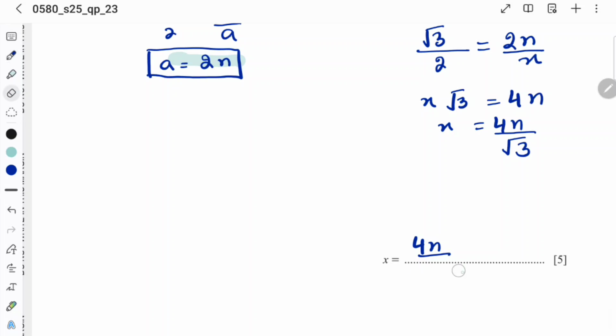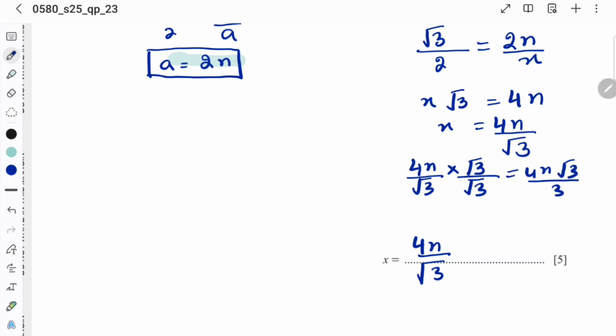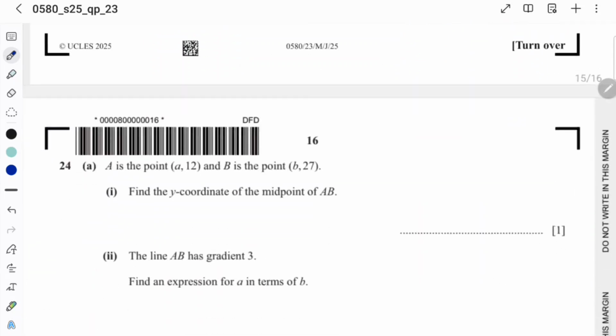If you want to rationalize the denominator, then 4n upon square root 3 becomes 4n square root 3 upon 3. Both answers are acceptable. This was a 5 marks question.